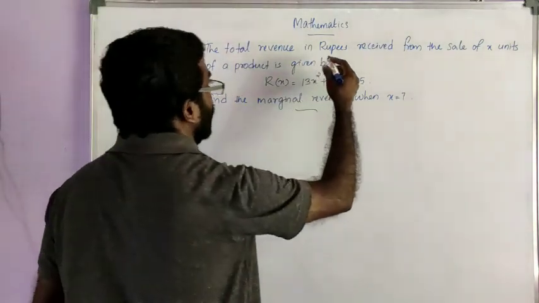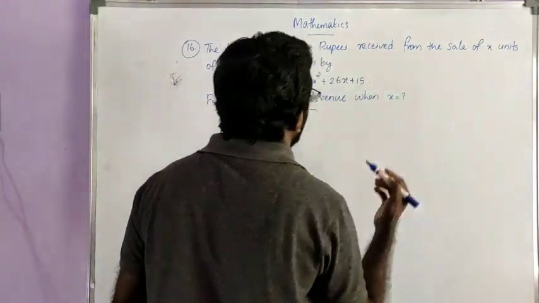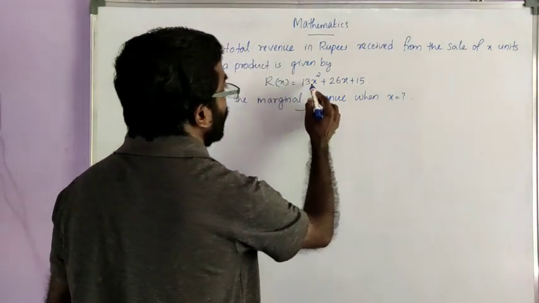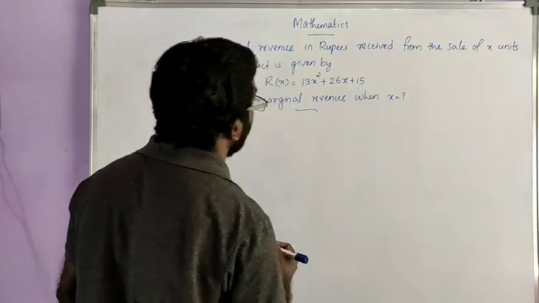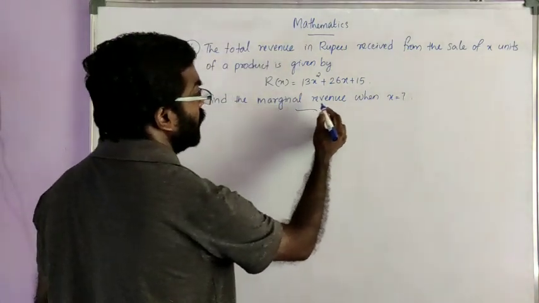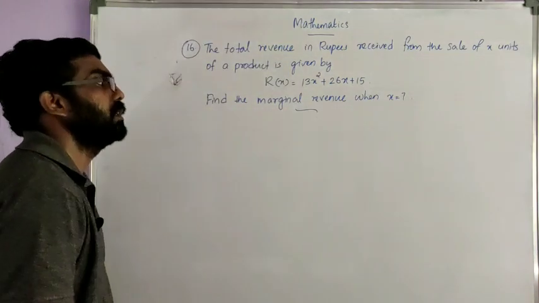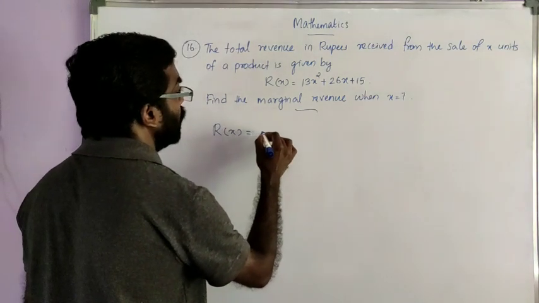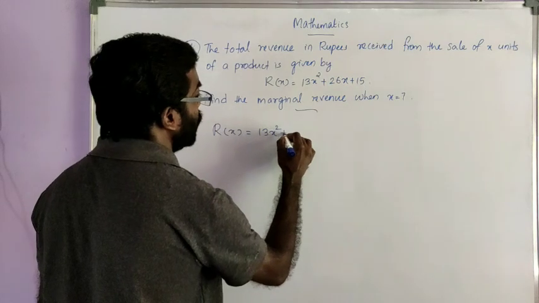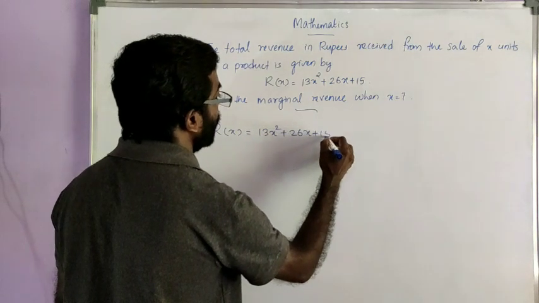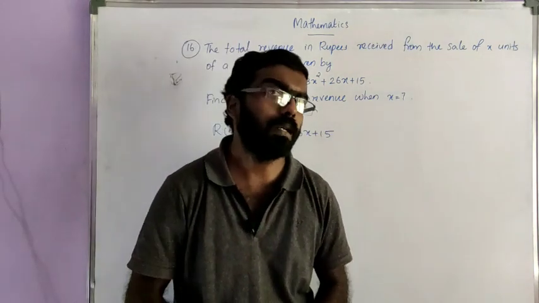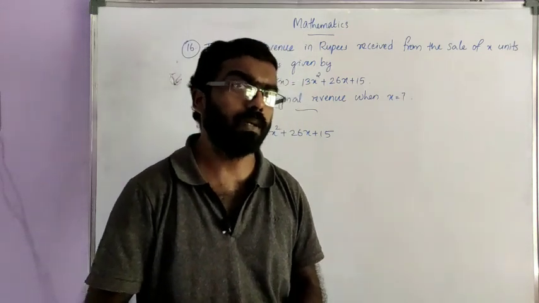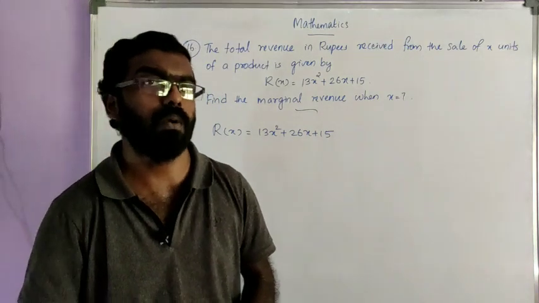The total revenue in rupees received from the sale of X units of a product is given by R of X equal to 13x square plus 26x plus 15. Find the marginal revenue when X equal to 7. Okay. So given R of X is equal to, that means the total revenue is equal to 13x square plus 26x plus 15. So here by marginal revenue we mean the rate of change of total revenue with respect to the unit of items sold.